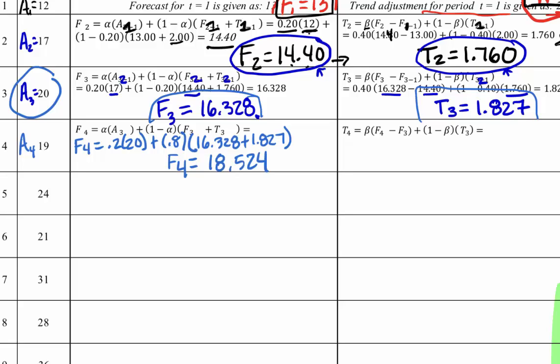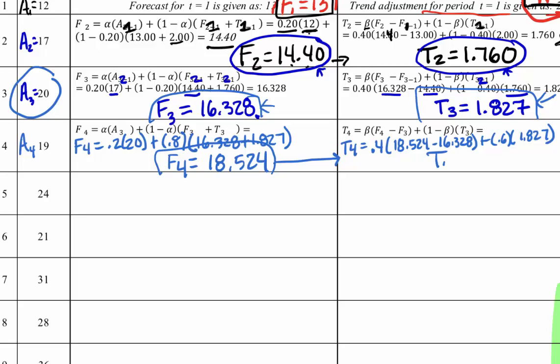So we bring that over here, and now we can calculate T of 4. That's going to be our beta, which is 0.4, times the difference between this forecast and this one up here. So it's going to be 18.524 minus 16.328 plus 0.6, that's 1 minus beta, times our T from our previous period, which is here, 1.827. So T of 4 will equal 1.975.